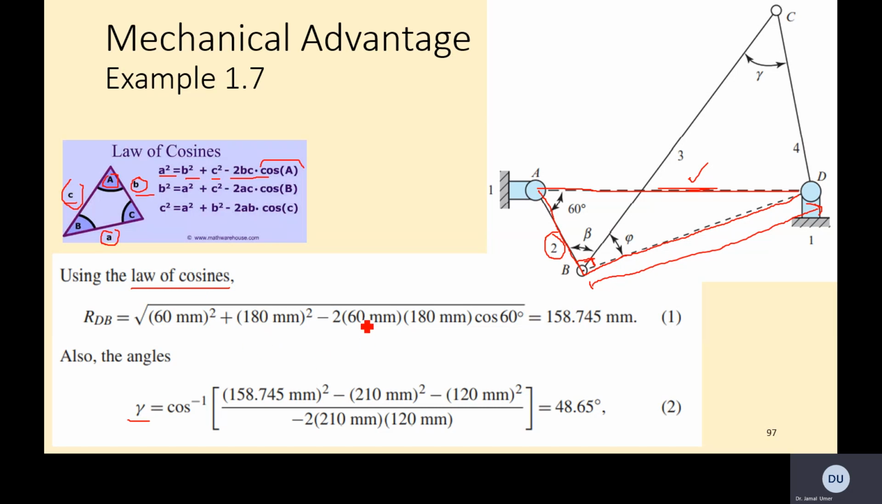So that's exactly happening here. So we got this 60, which is basically the link 2. This is this side, and 180, which is link this one, or AD. So this is AD, and so this side and this side minus product of both and the angle between both. So that's the 60 degree. So you can work out this RDB would be this one, which is now 158.74.